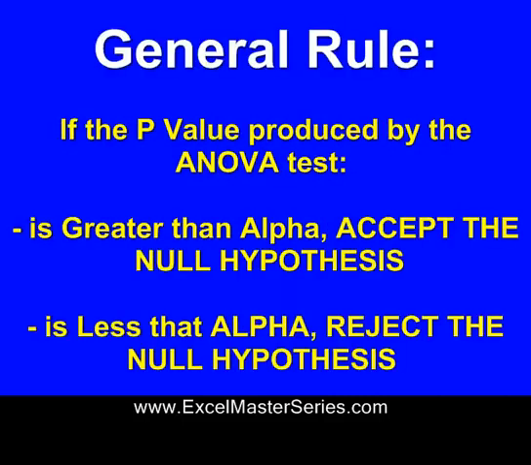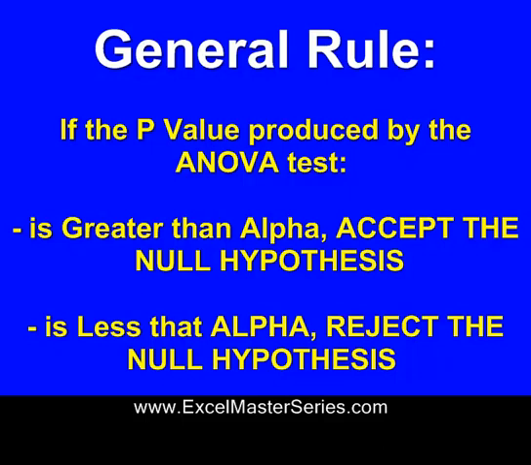The ANOVA test generates a p-value. As a general rule, if that p-value is greater than alpha, then you accept the null hypothesis, which states that varying the factor did not have an effect on the outcome. If the p-value is less than alpha, then you reject the null hypothesis and you state that within the degree of certainty that you required, varying that factor did have an effect on the outcome.